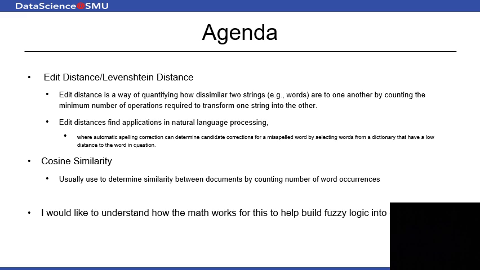Edit distance, or Levenshtein distance, is generally used to compare two strings or words to one another by counting the number of operations that would be required to transform one string to another. While cosine similarity is usually used to compare one document to another, so multiple sentences in each document to each other, and it does that by counting the occurrences of words in each document and converts those to vectors to do some comparison.